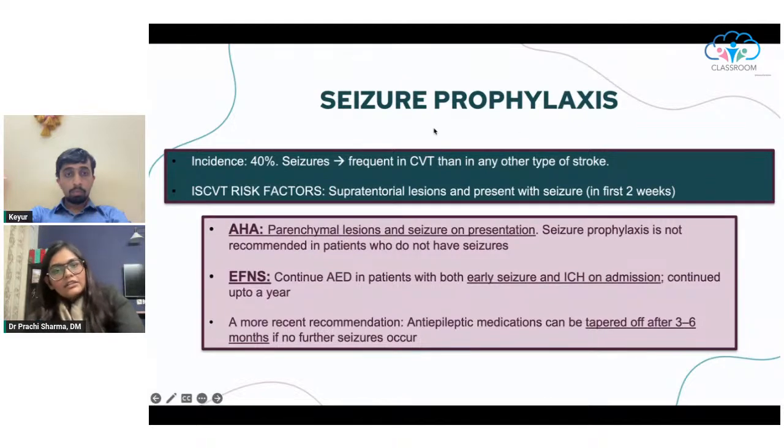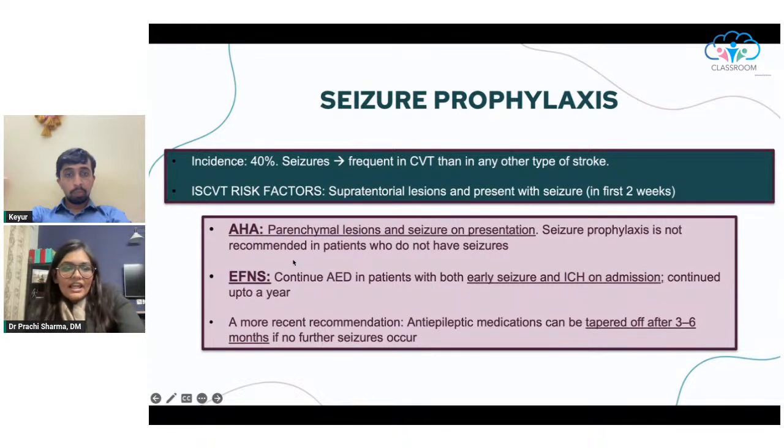Another important aspect to be considered in the management of CVT patients is seizure prophylaxis, because seizures are most frequently seen in CVT than any other type of stroke because of the cortical involvement. The incidence may be as high as 40%, and certain risk factors which have been identified for the development of seizures are the supratentorial location and the patient presenting with an initial seizure.